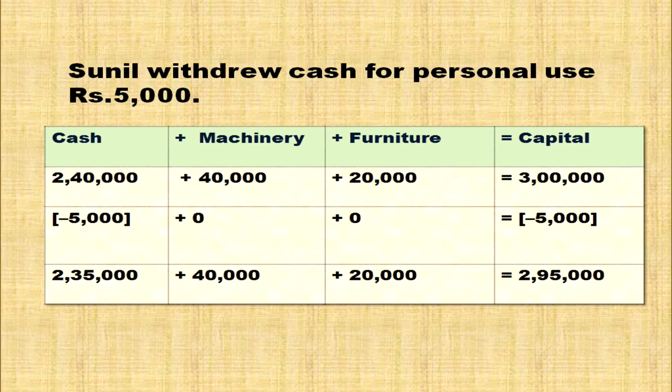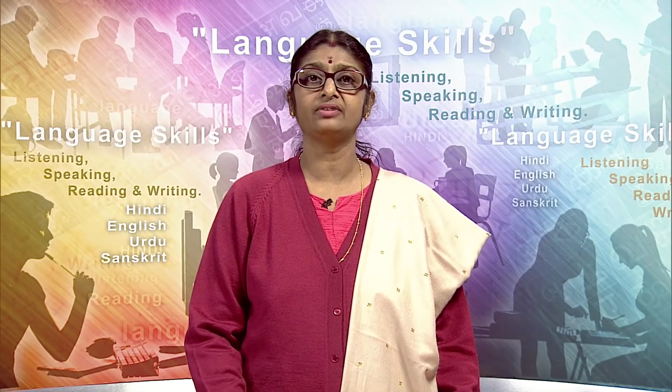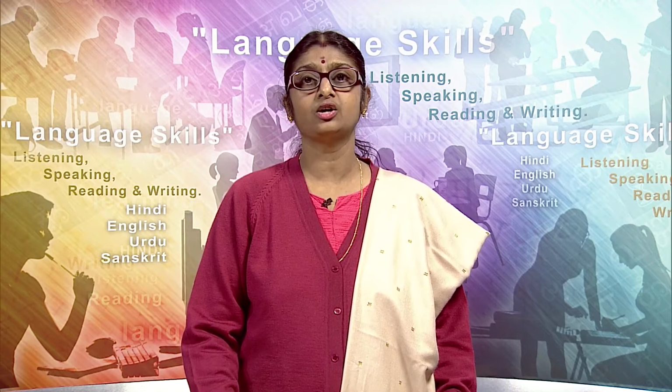So again accounting equation is satisfied. 2,40,000 minus 5,000 in the cash column, 2,35,000 plus machinery 40,000 plus furniture 20,000. In the capital, 3 lakh minus 5,000, 2,95,000. So in the asset side also 2,95,000, liability side also 2,95,000. So accounting equation is satisfied.